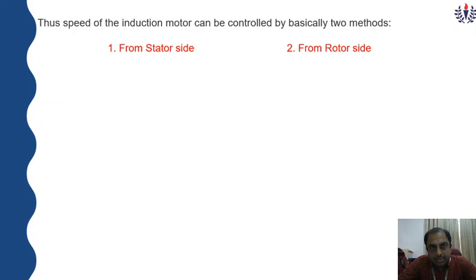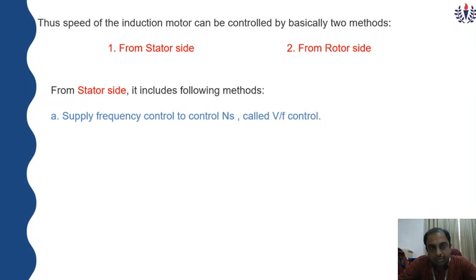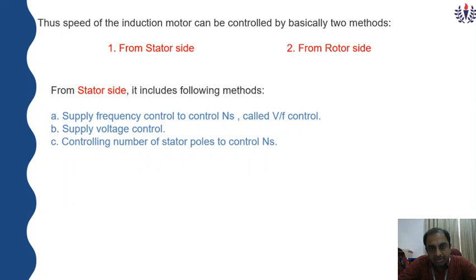We know that the speed of the induction motor can be controlled by basically two methods: from the stator side and from the rotor side. On the stator side, there are four methods. One is supply frequency control, second is supply voltage control, third is controlling the number of stator poles, and fourth is adding a rheostat in the stator circuit. We already discussed these methods in the last lecture.